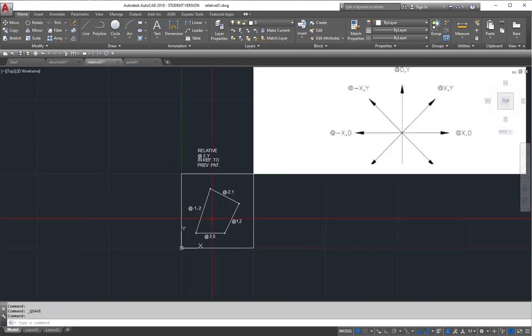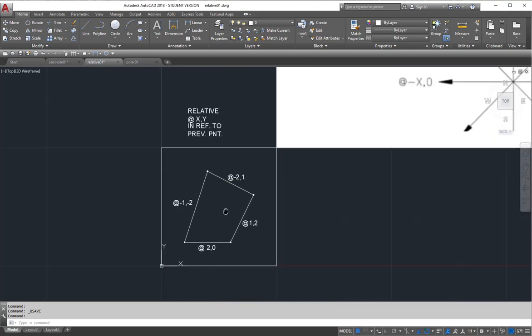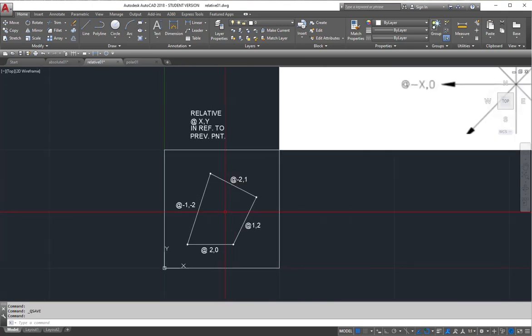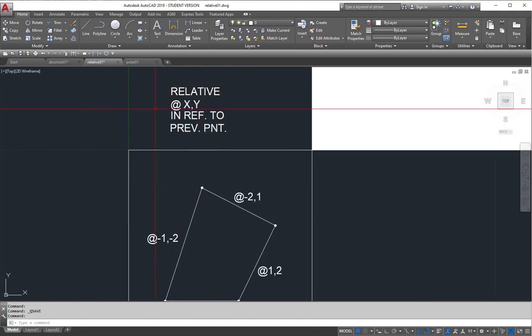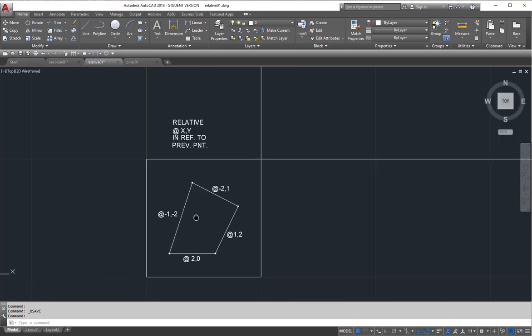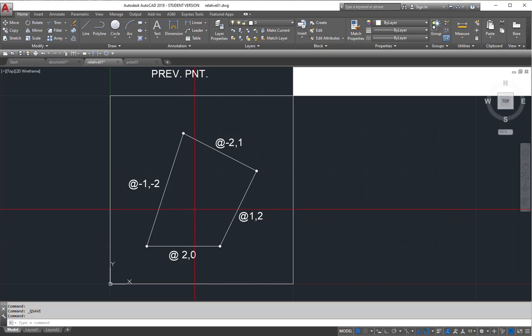So let's look at the relative method of inputting our information. There's this sample right here. Okay, so this one says at. For this one, we have to use the at symbol, which basically says from this point. The at symbol takes a temporary point and says from this point I'm going to move a certain distance in the x and y direction.